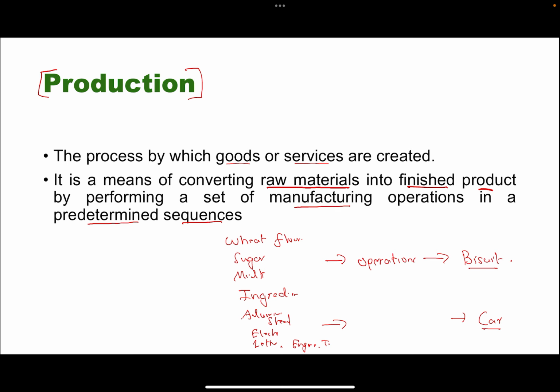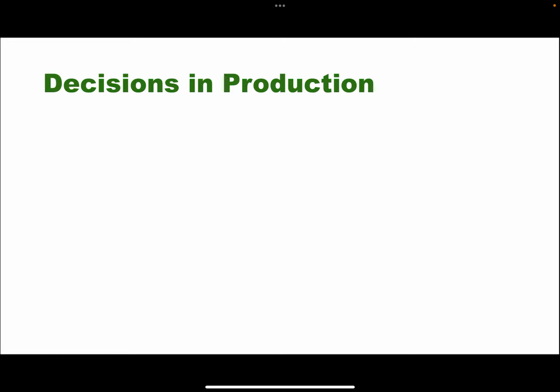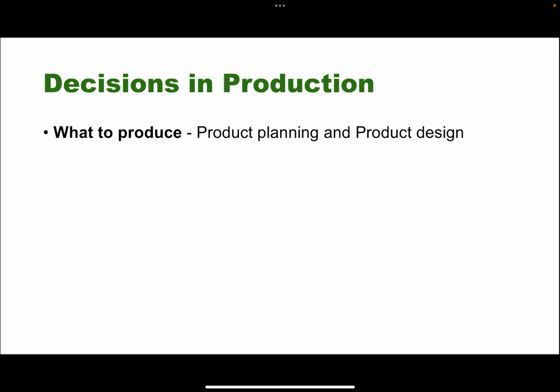Now let us see what production planning is. Production planning mainly deals with some of the decisions taken in production. The first decision is what to produce. This is mainly dealt with by production planning and product design. Actually, this is pre-planning work. You will decide what the design of the product should be. For example, if you take the car or a biscuit itself, what should be the design of it? What type of biscuit or what type of car do you need to manufacture?